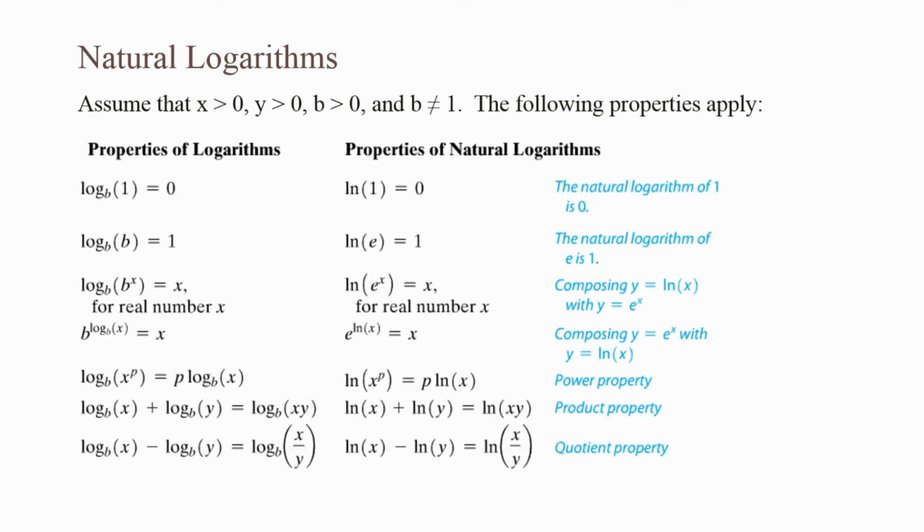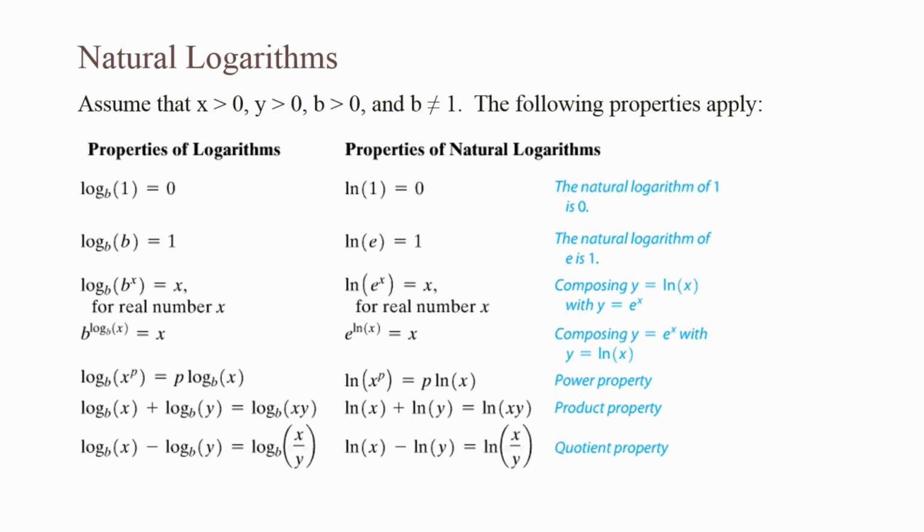For the property of a logarithm, log base b of 1 equals 0. For the natural logarithm, the natural log of 1 equals 0. The natural logarithm of 1 is 0. For the property of logarithm, log base b of b equals 1. For natural logarithm, ln parentheses e equals 1 because the natural logarithm of e is 1.